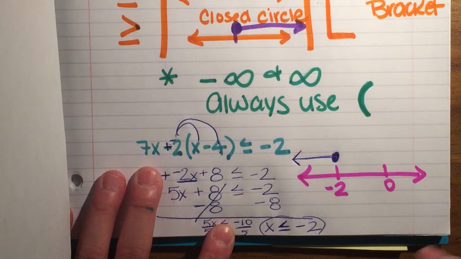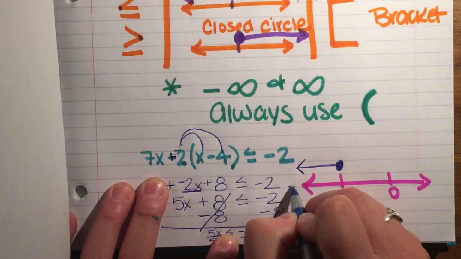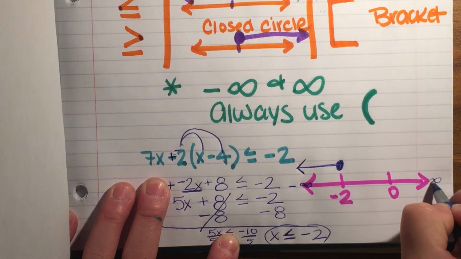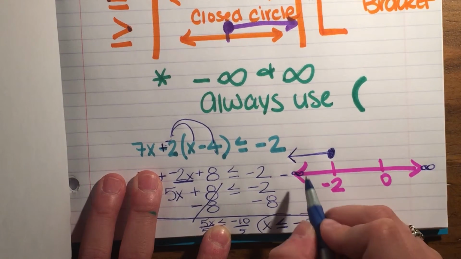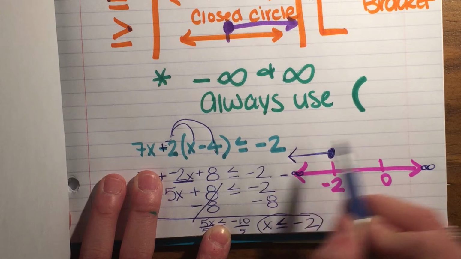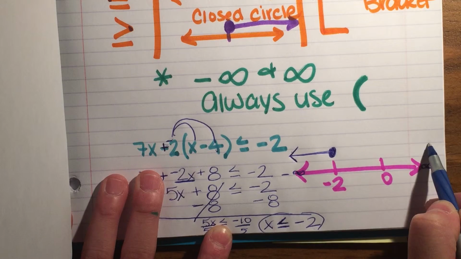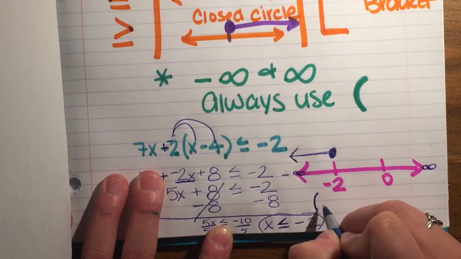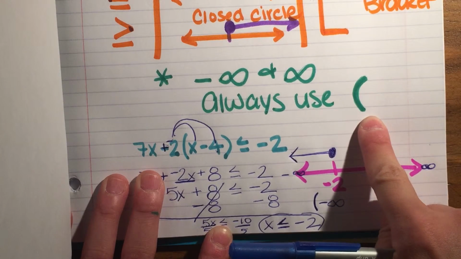Okay, now for the interval notation. We always know that negative infinity is over here and positive infinity is over here. So whenever I write interval notation, I read my graph from left to right. And as I read my graph from left to right, I write my interval notation that way. So I'm going to come from negative infinity, and as our rule states, we always use a rounded bracket.